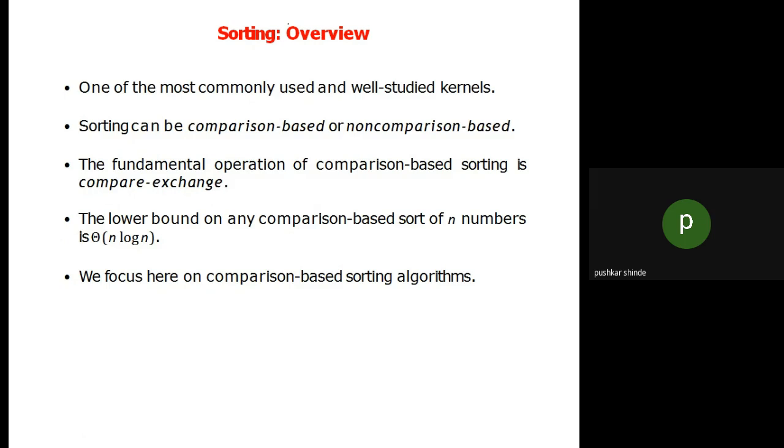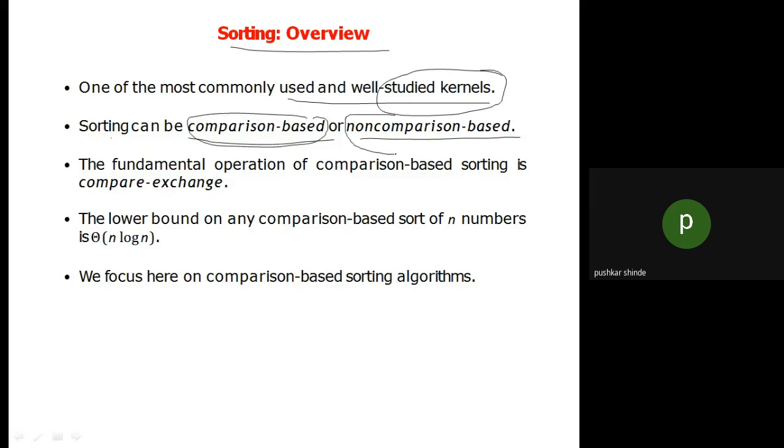Now, speaking about it, the sorting overview is the first topic in the fifth unit. Sorting is one of the most commonly used and well studied kernels. It is one of the most used and well studied parts of parallel programs, and sorting is very commonly required in many applications. Sorting can be comparison based or non-comparison based.